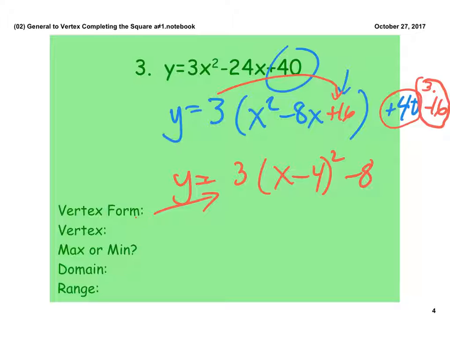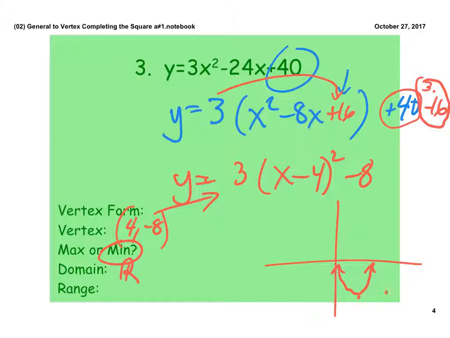The vertex was 4 comma -8. If I make a quick picture, it's 4 to the right, down 8. And it's a U shape. So it looks like that. Then that's a min. Domain's all reals. And the range is from there up. So what's there? I have to take the y of it, which is -8. So -8 to infinity. Can it be -8? Yes, it can touch -8. Bracket, parentheses. There we go.